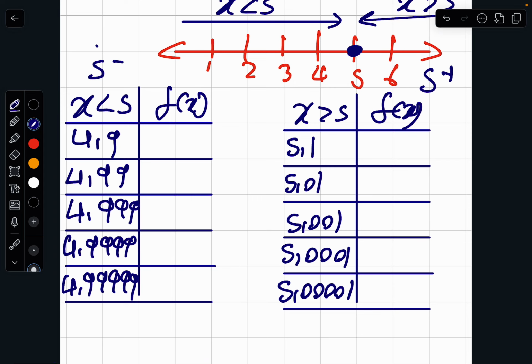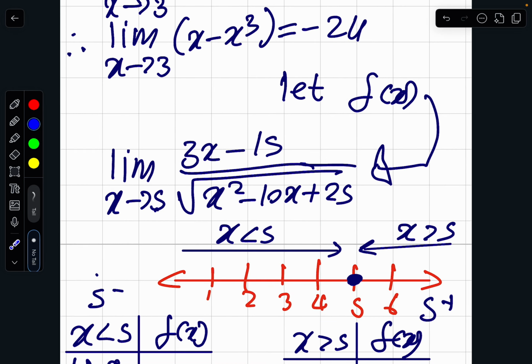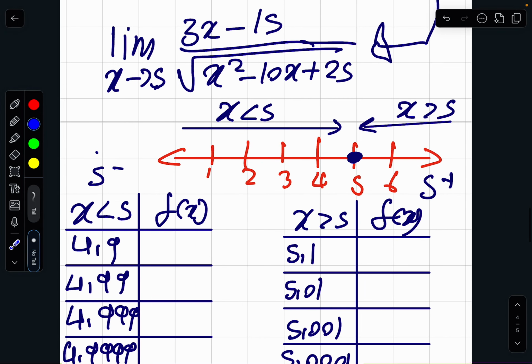Therefore, you are going to take these values of x and substitute them. Here f is 3x minus 15, all divided by the square root of x squared minus 10x plus 25. It is a boring thing, which is plotting. You're going to have 3 times 4.9 minus 15, all divided by the square root of 4.9 all squared minus 10 times 4.9 plus 25. Then your answer is negative 3.